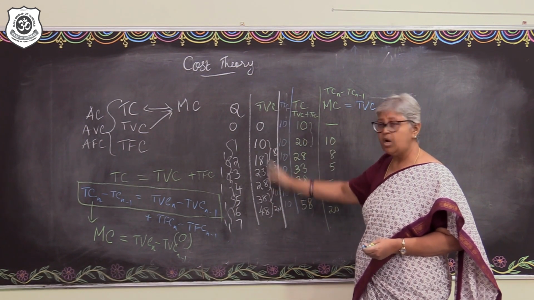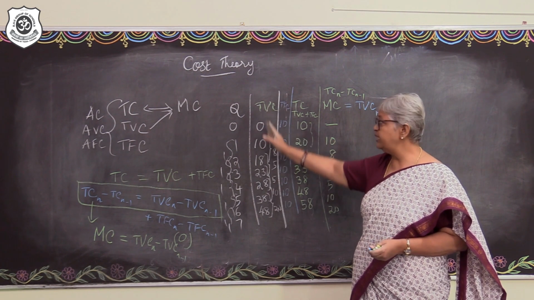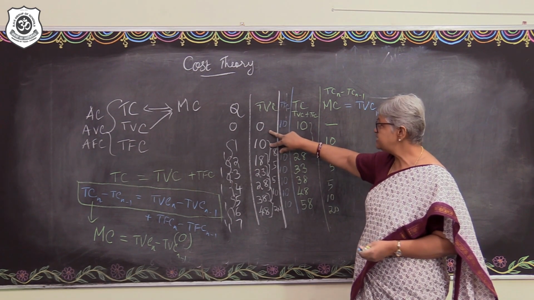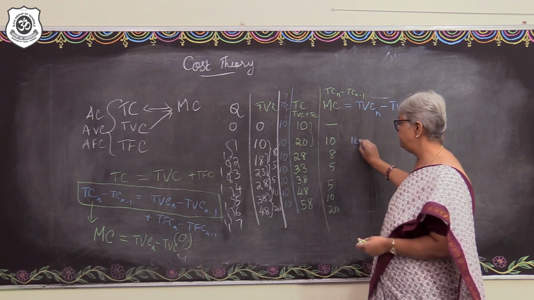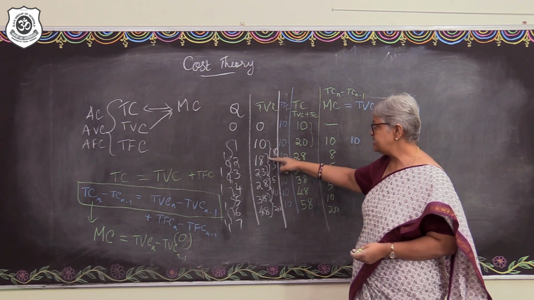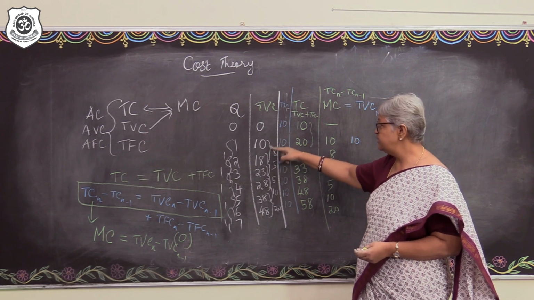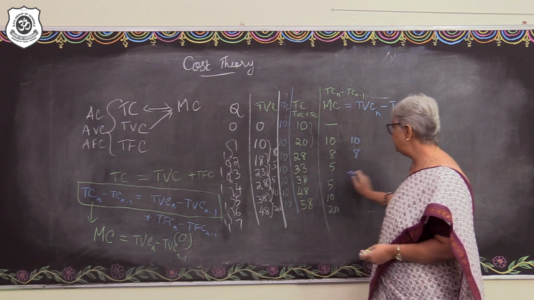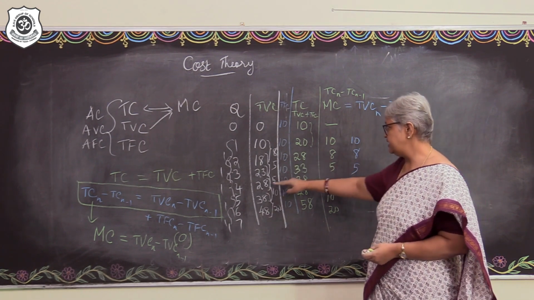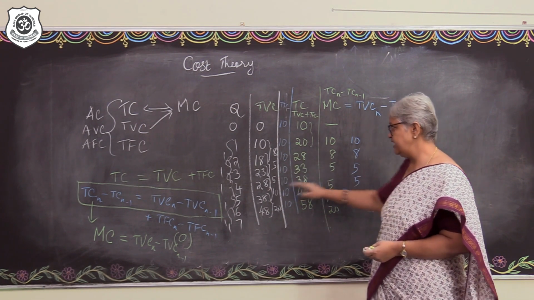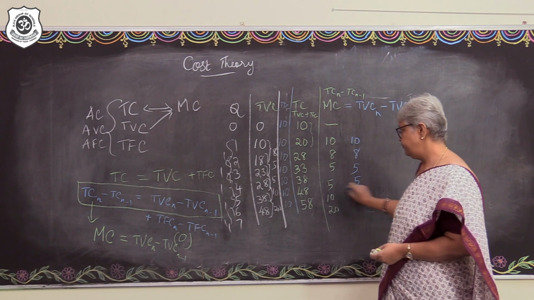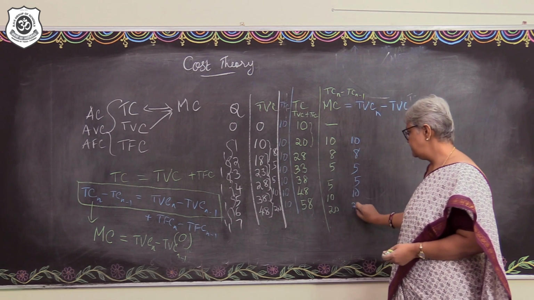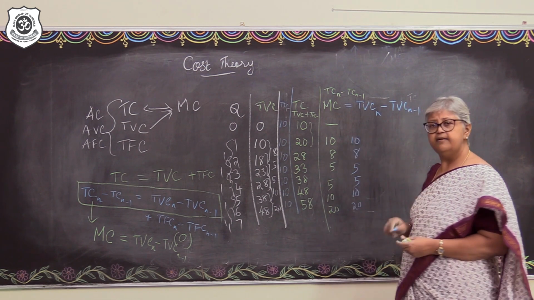This is the TVC column, right? This is the total variable cost column. What is the change here? 10 minus 0, which is 10. Right? Then what is the change here? By 8 units, change is happening. Here again, the change is happening by 5. Right? The change is happening by 5 again. The change is 10. Change is 20. Yes? You see that?